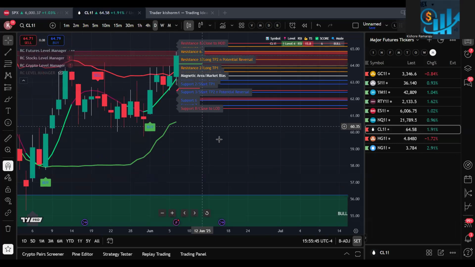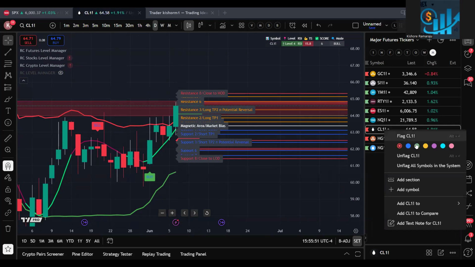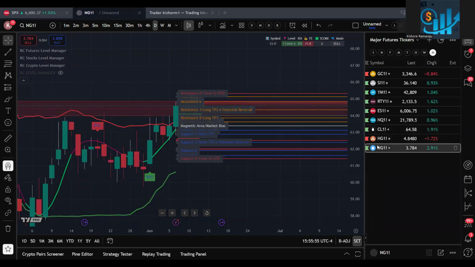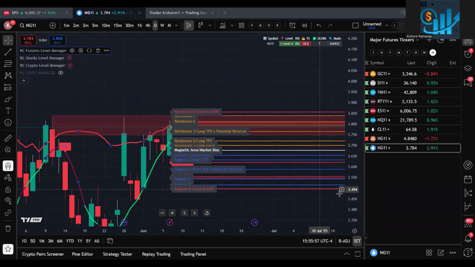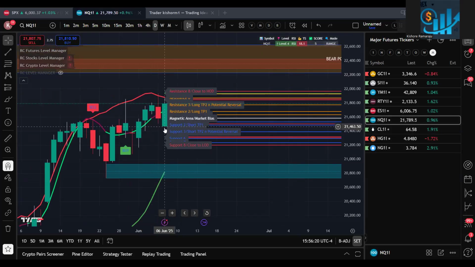For crude oil, okay, open is above the magnetic area, close is also above the magnetic area. I'll only focus on the buy opportunities. Natural gas, my open was a little below the magnetic area, but close was above the magnetic area. That means the trend was going down, and suddenly the trend got reversed. The trend went from bearish to bullish. So now also I'll mainly focus on the buy opportunities. NQ, same thing. The open was below the magnetic area, but close was above the magnetic area. So I'll mainly focus on the buy opportunities.